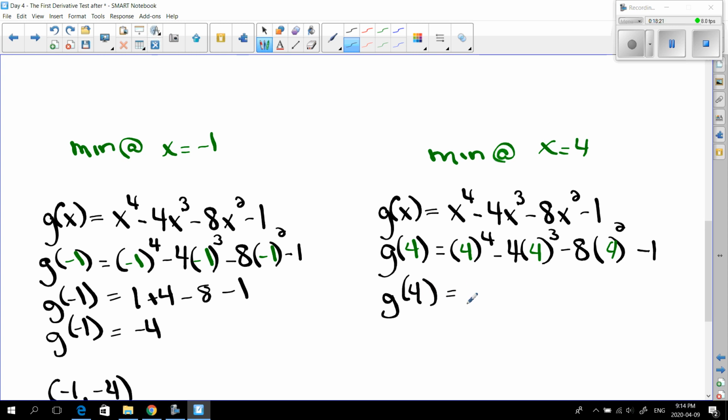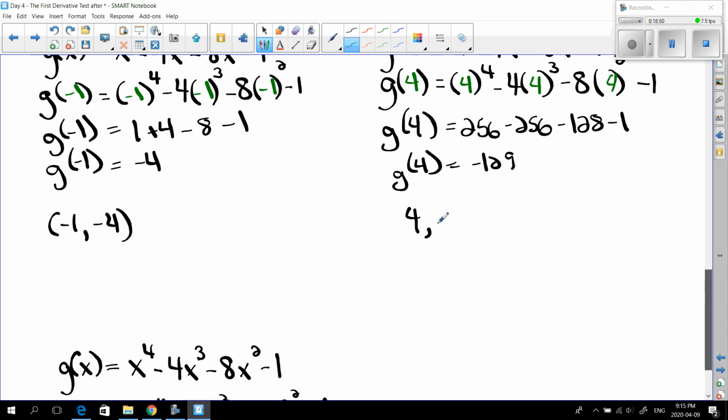g of 4. 4 to the power of 4 is 256. 4 cubed times another 4, that's -256. 4 squared is 16. 16 times 8, that's 128, so -128 minus 1. 256 minus 256 is 0. -128 minus 1 is -129. So the point 4 to the right, down 129, that would be a local minimum as well.